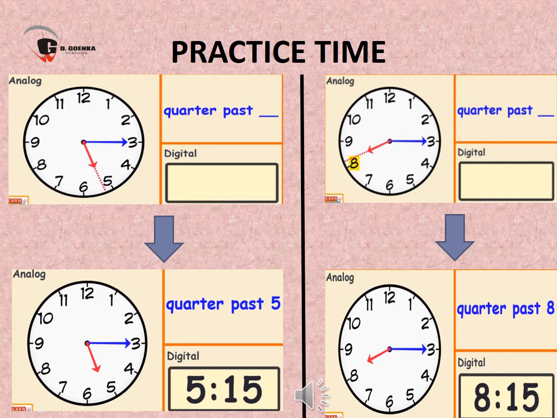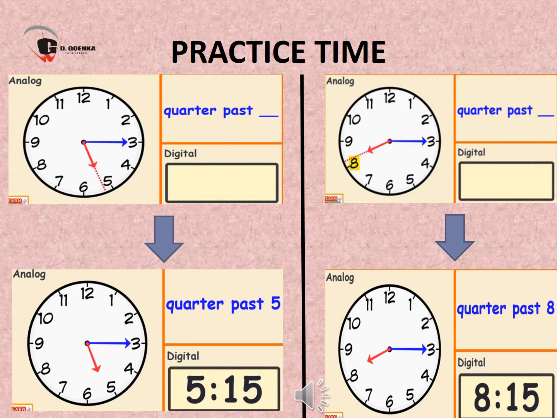Students, now let's practice quarter past. Okay, so in our first example, the minute hand is at 3 and the hour hand is just past number 5. So what is the time here? Yes, the time is quarter past 5 because the hour hand has just passed number 5 and the minute hand is at 3. And digitally we'll say the time is 5:15, because the 3 represents 15 minutes on the clock.